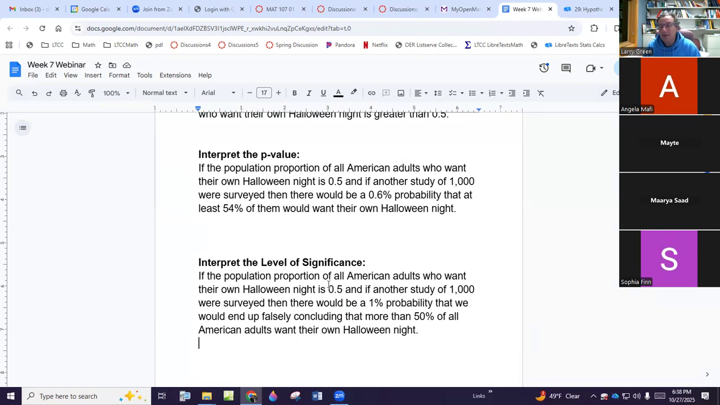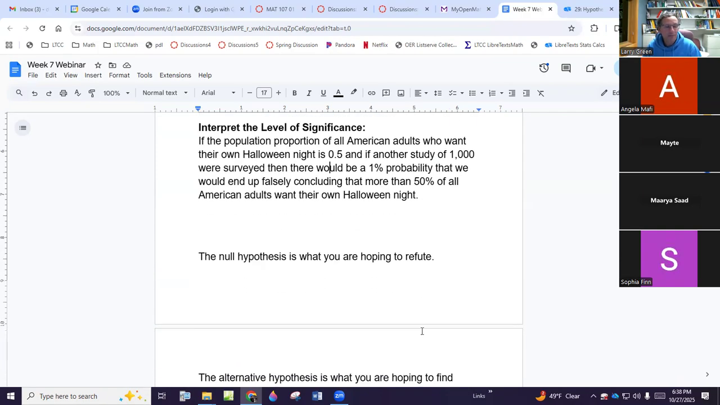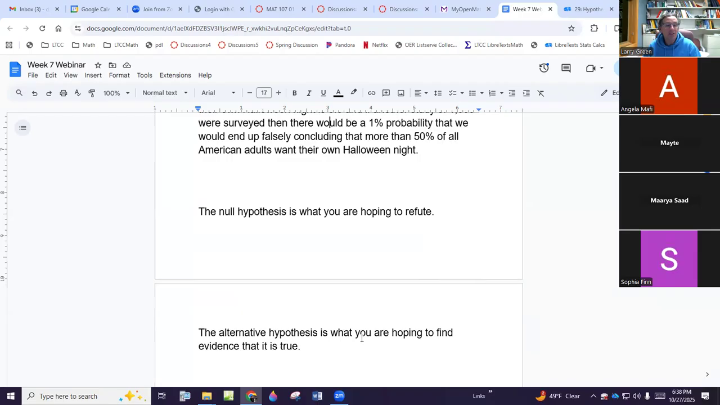It's an odd week, so there's no exams this week. But next week, you're going to have to know to use this wording. And I will ask you, not about Halloween, by the way. But you have to use this wording. So note the null hypothesis, what you're hoping to refute. And the alternative hypothesis is what you're hoping to find evidence that is true.